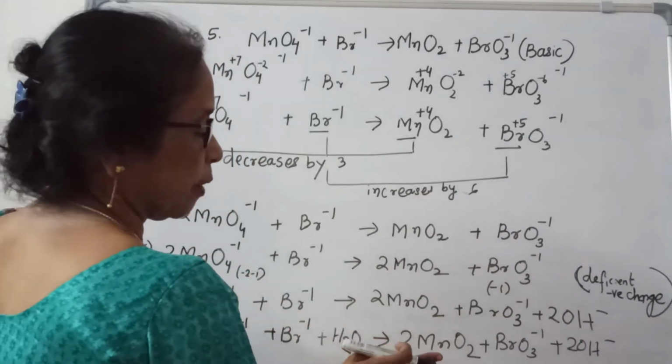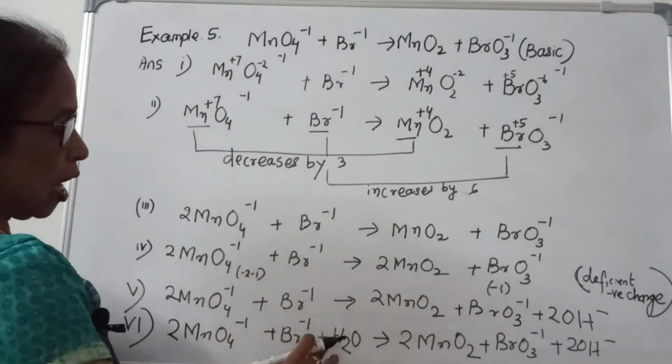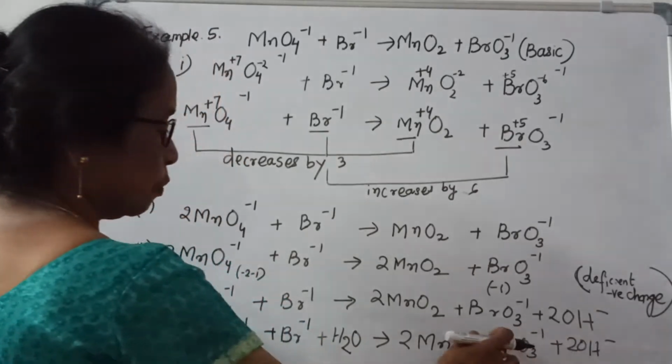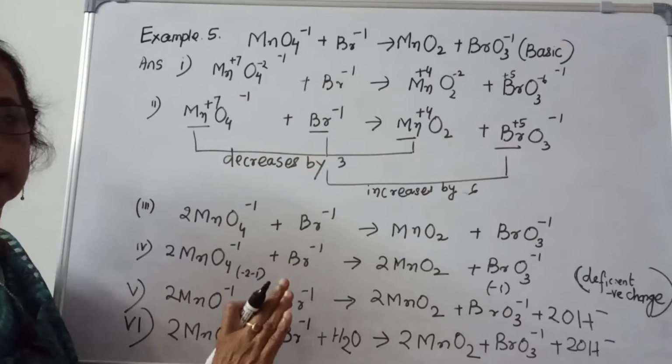That means on the product side 9 oxygen, on the reactant side 9 oxygen. Hydrogen 2, here also 2. Bromine 1, manganese 2, manganese 2. That means clearly it is balanced.